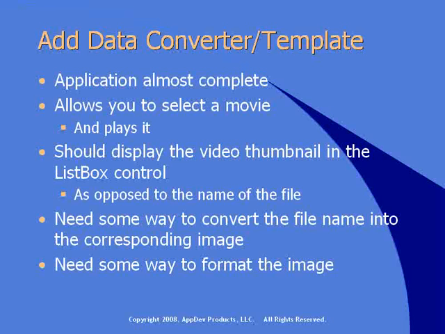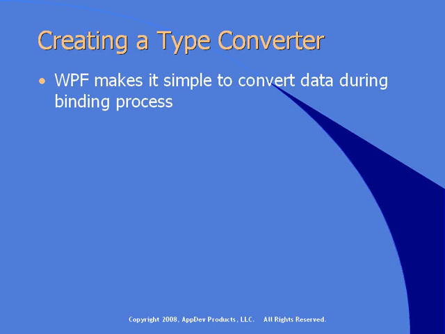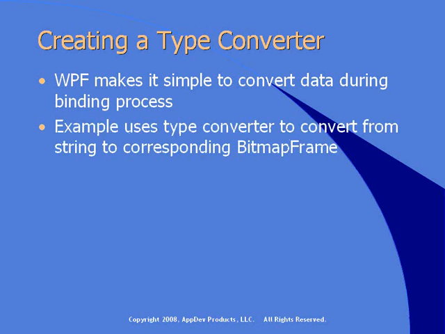We need some way also to format the image so it lays out correctly in the list box. The answer requires two steps. We need to start by creating a type converter. WPF makes it simple to convert data during the binding process. You can shove your own code in, and it'll call your code as it performs the binding for each element. Our example uses a type converter that converts from a string to the corresponding bitmap frame object, which is what we want to display within that list box.